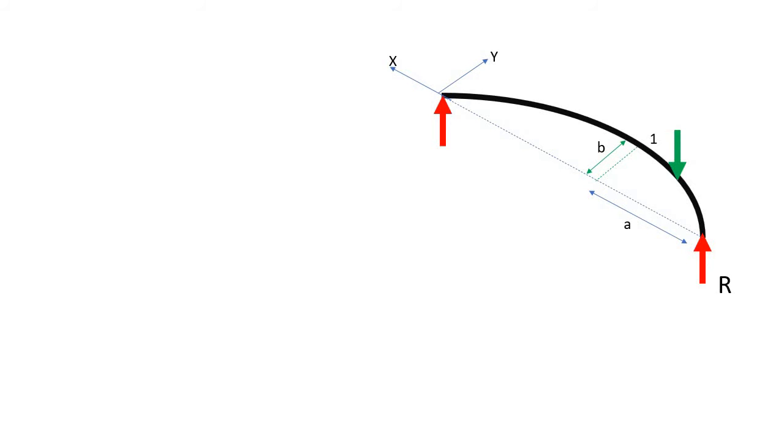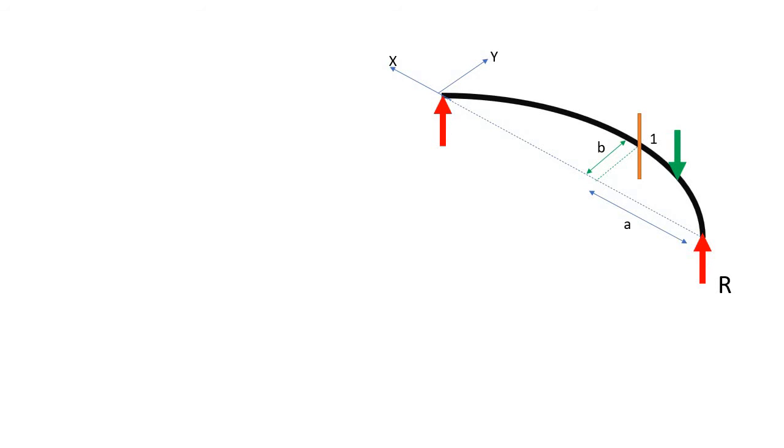You can see that the red color arrows are the supports and the green ones are the loading. And now let's say we are interested to analyze this girder at the section marked at 1. Okay, this section, got it? This section is at a distance of a along the x-axis from the right support, and at a distance of b along the y-axis from the left benchmark line.